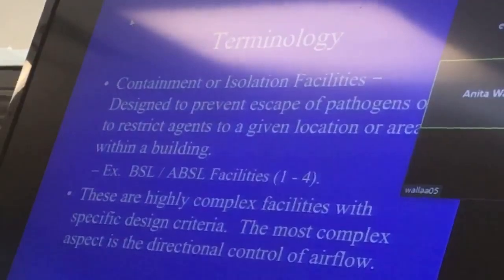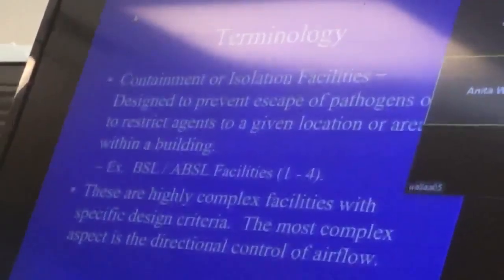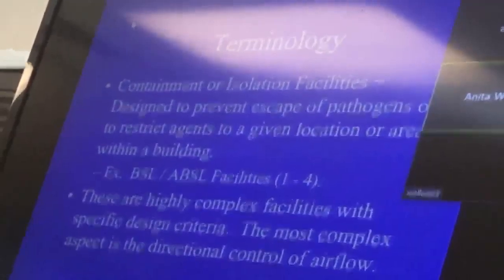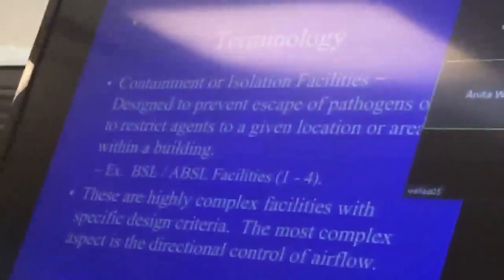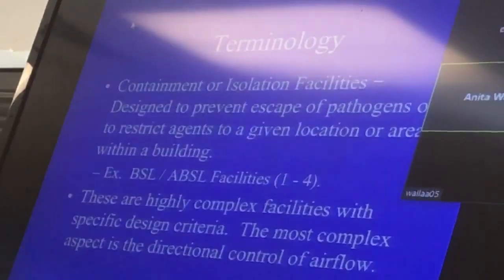Other terminology you should be aware of, we talked about this a little bit earlier, containment or isolation facilities, but now we're going into a different level of containment and isolation. In the private practice setting, we were talking about a room where your animals enter your environment and they may be suspected of having contagious disease, and so you need to isolate those animals.